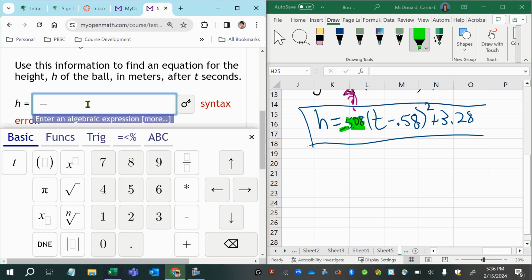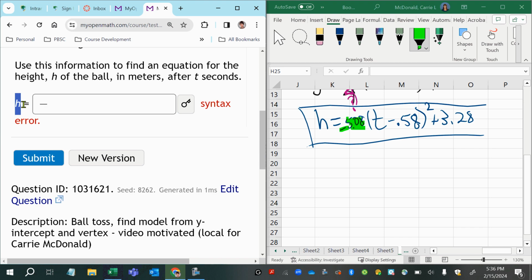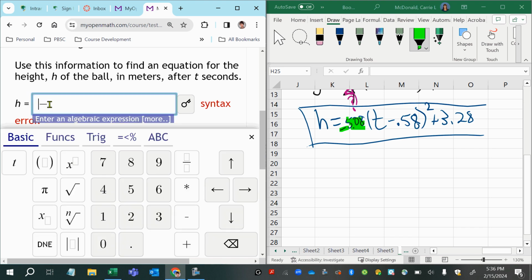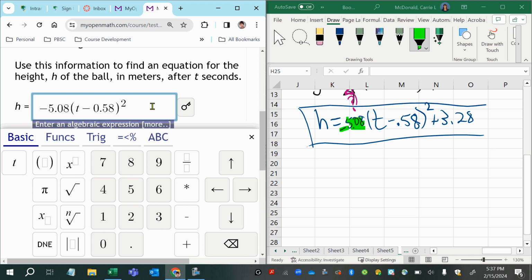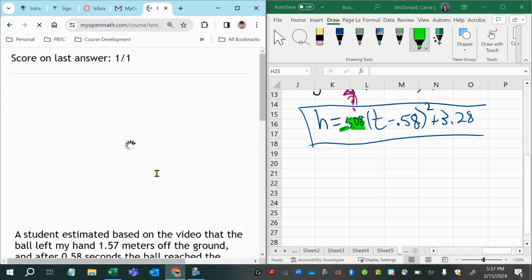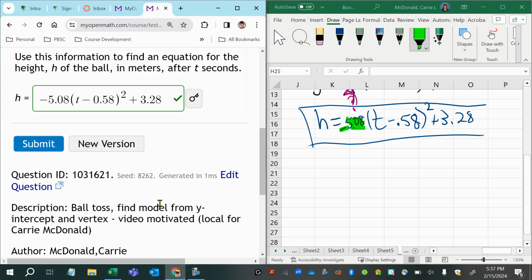So notice that the h equals is already there, so I don't need that part of it. I'm just in my answer box writing the right-hand side of the equation. Negative 5.08 times quantity, open parentheses, t minus 0.58, quantity raised to the power of 2, then plus 3.28. Oh, yep, there we go.